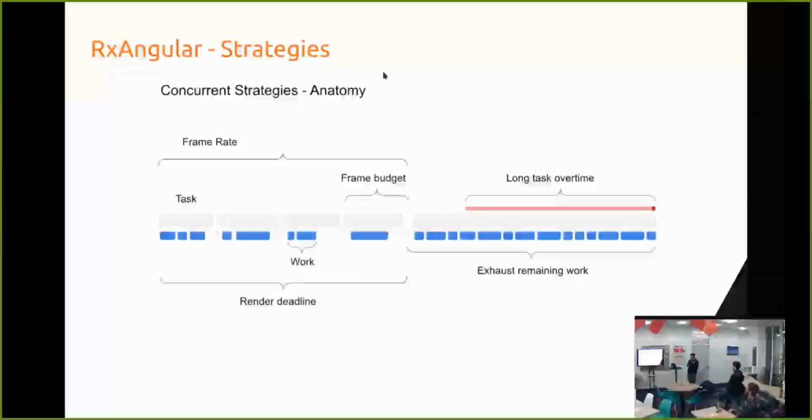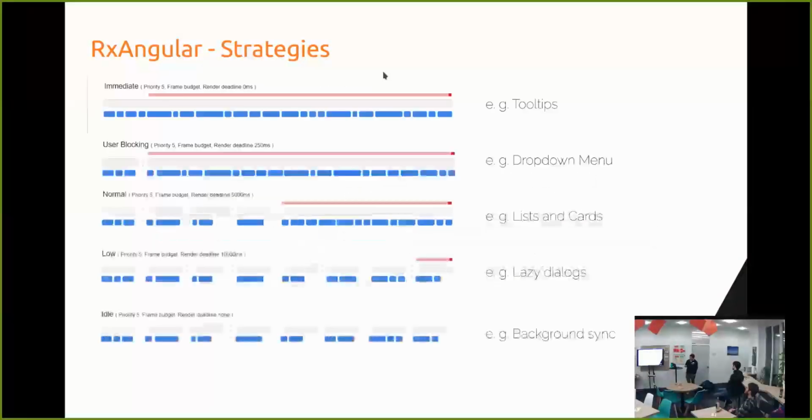And there's also the render deadline you see at the bottom. What does it mean? When you have, for example, immediate, there's no render deadline. The render deadline is 0 milliseconds, so it should be rendered immediately. This is a blocking strategy, but it's still scheduled and prioritized.